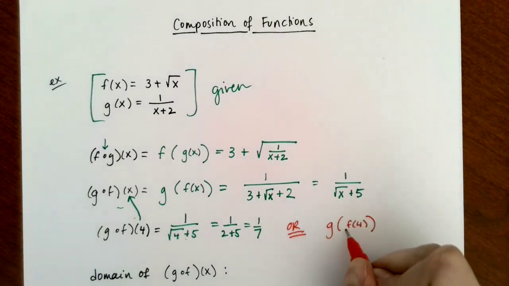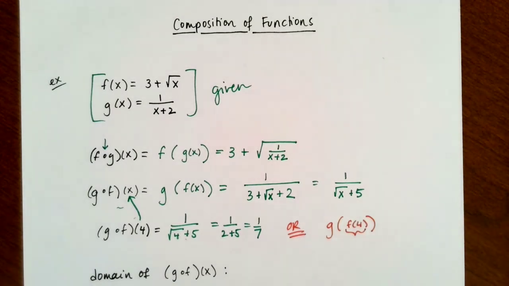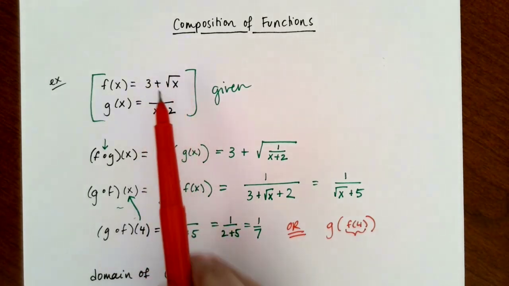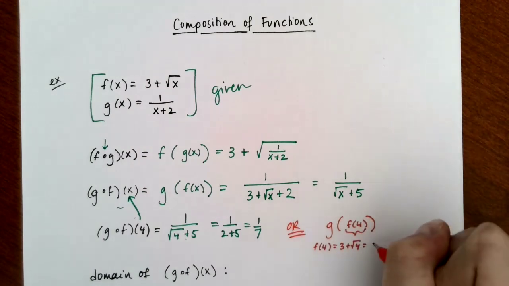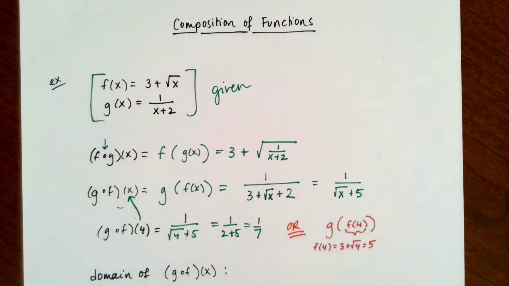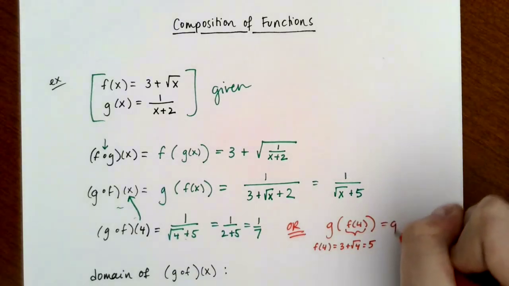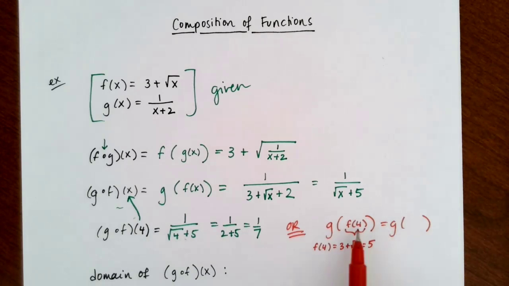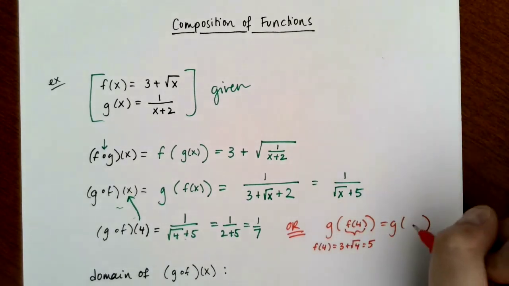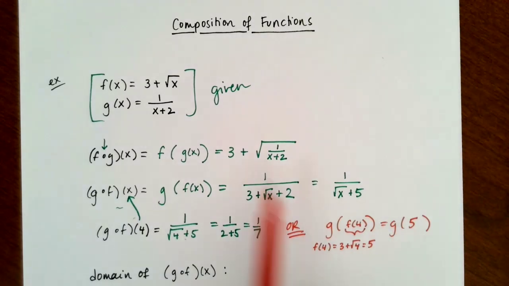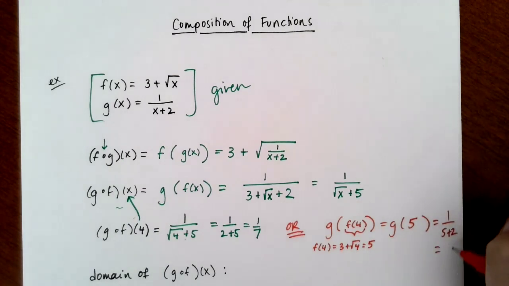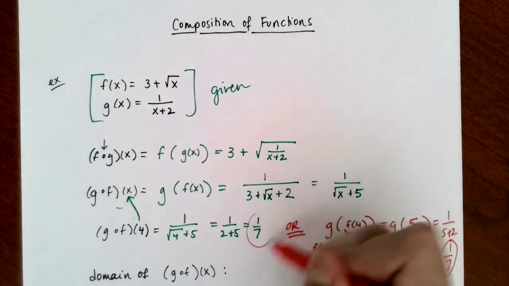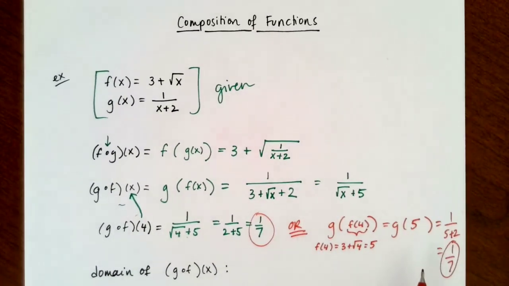So I would plug 4 into f to figure out what f of 4 is. So I'm going to go to the function f, I'm plugging in 4. So this is 3 plus root 4. That's 3 plus 2 is 5. And we'd say, all right, it's g of what I just computed for f of 4. We said f of 4 is equal to the number 5. Now, separately, I can plug 5 into g of x. So that gives me 1 over 5 plus 2, which of course lands us on that same 1/7 that we had gotten doing it the other way.